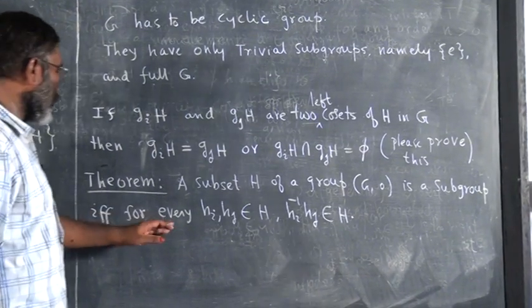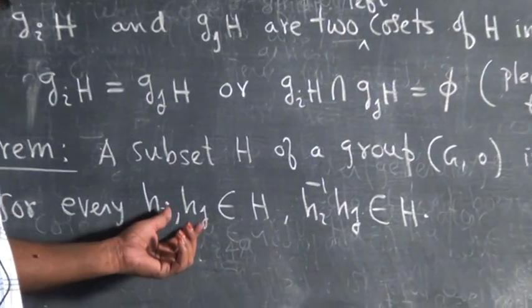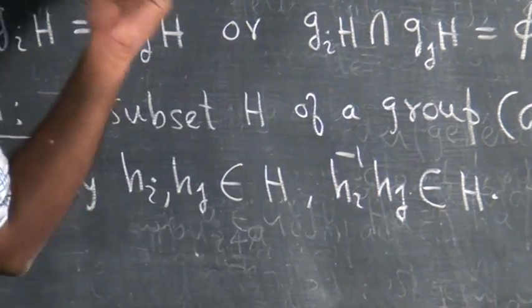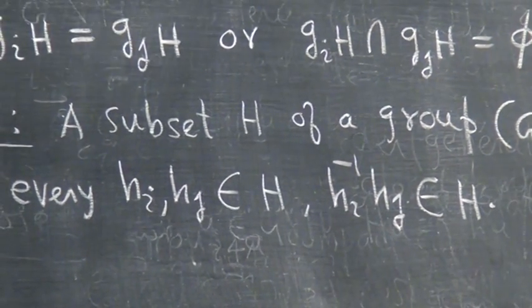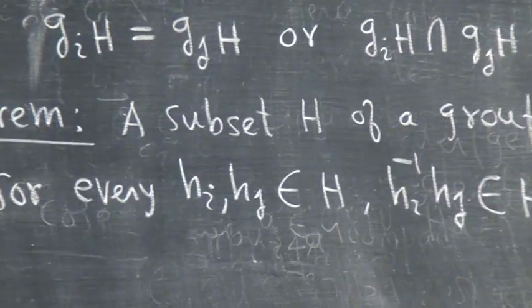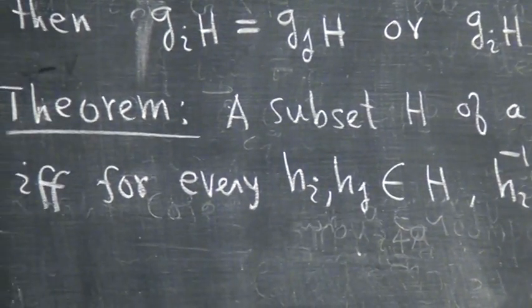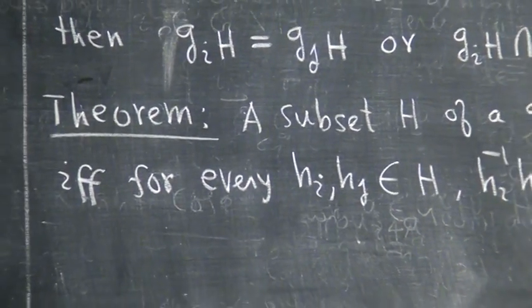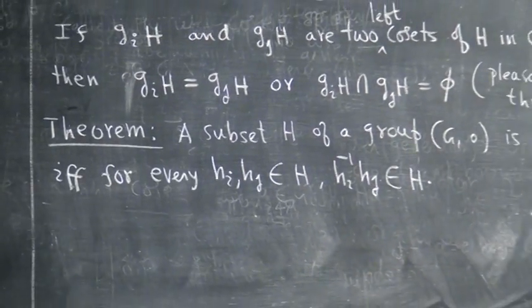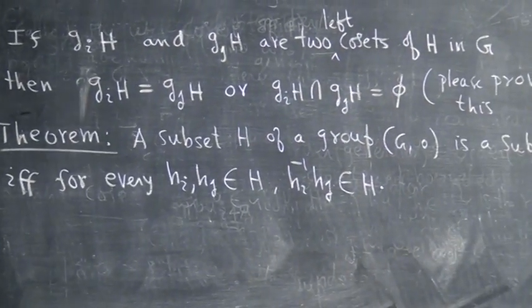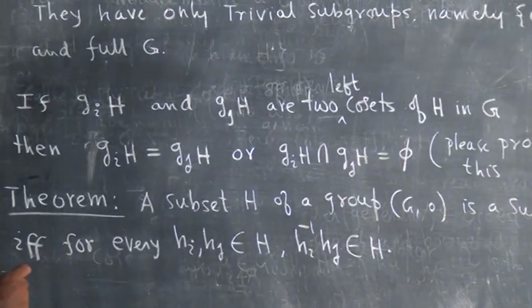So this is a very interesting theorem. Take all pairs and show this is true, then you don't have to do all the four axioms. Okay? So the proof of this also you can try, otherwise we can do it in the tutorials.